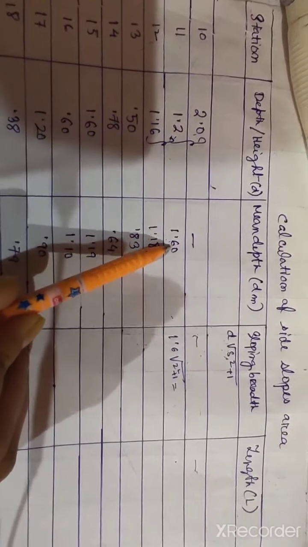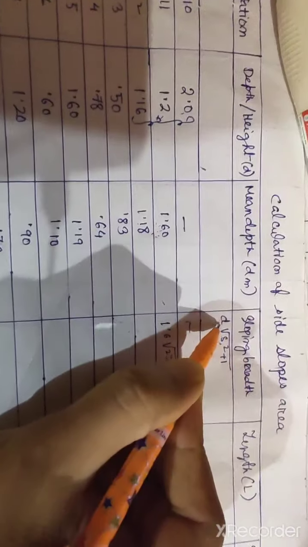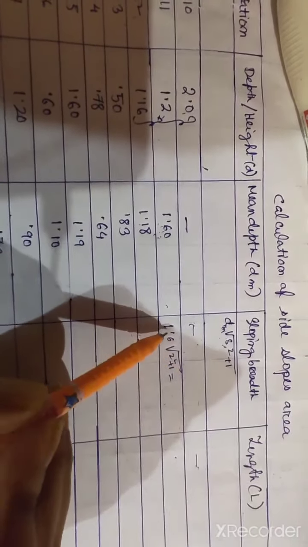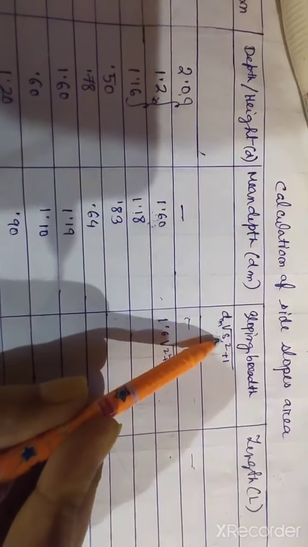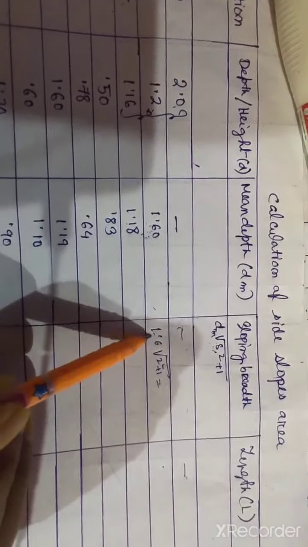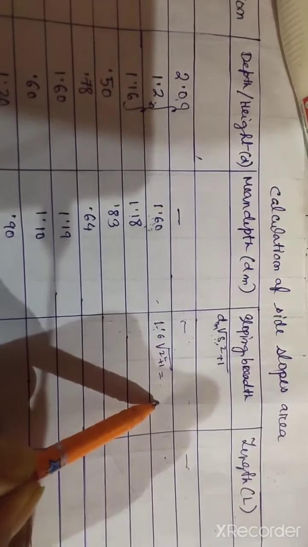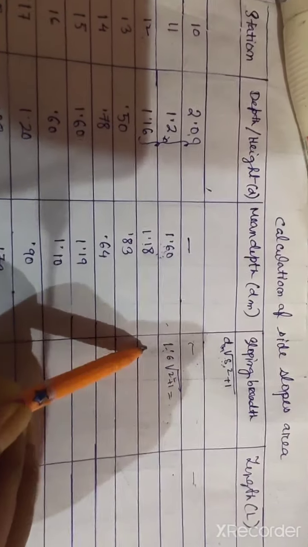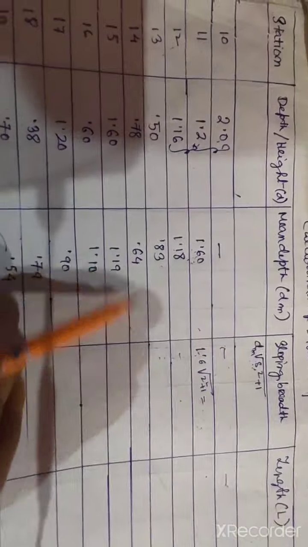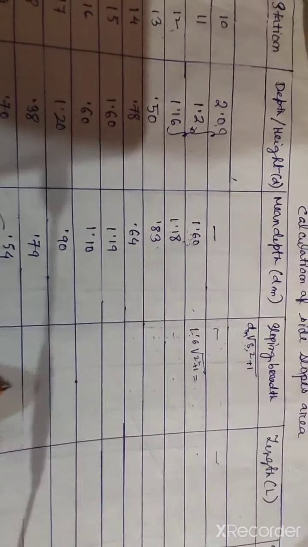Okay. Second row. So what is dm here? Dm is 1.6. So dm into root over S square plus 1. What is S? S is already given in the question as 2. So 1.6 into root over 2 square plus 1. Whatever we get, we will place here. So just like that, 1.18 into root over 2 square plus 1, 0.83 into root over 2 square plus 1, 0.64 into root over 2 square plus 1. So we will write those values here.